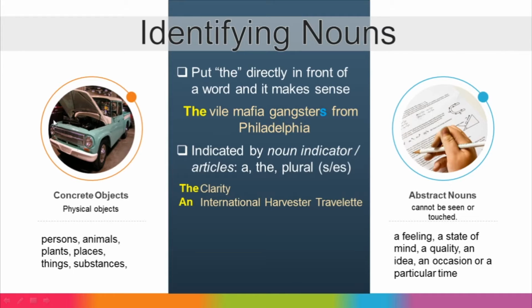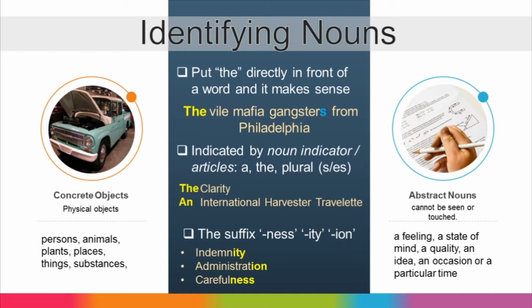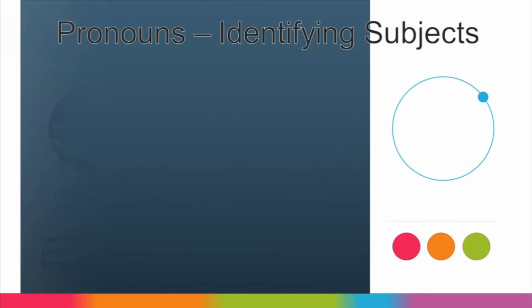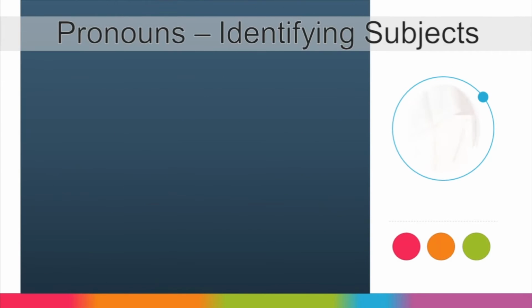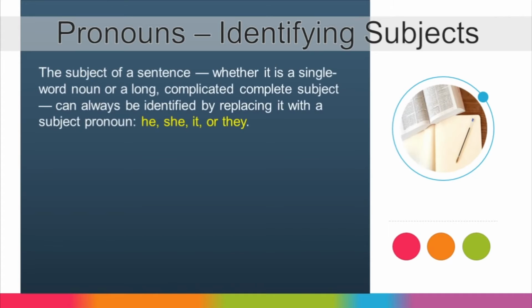a nice small pickup. Now the third way to identify nouns is to look at the suffix or the endings of those words. Usually words that end with ness, ity, or ion are usually nouns. For example, indemnity, administration, and carefulness. So you know just by looking at this last part of the word that they are nouns. Now we will continue with pronouns, which are usually used to replace nouns.